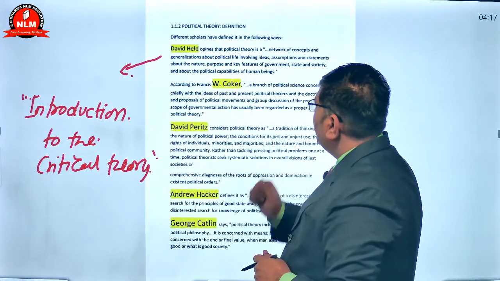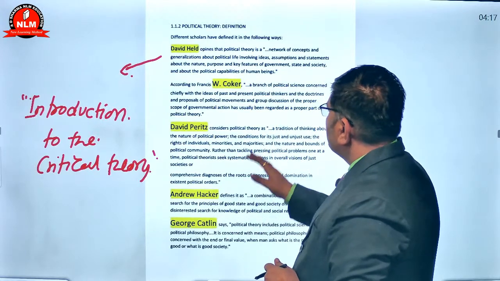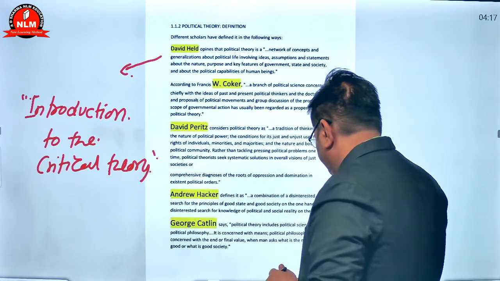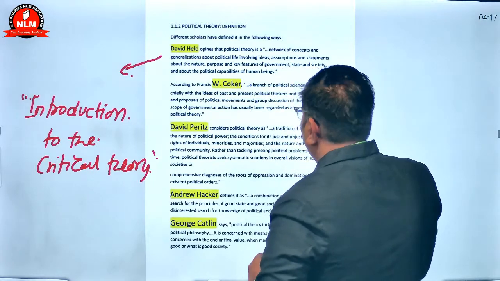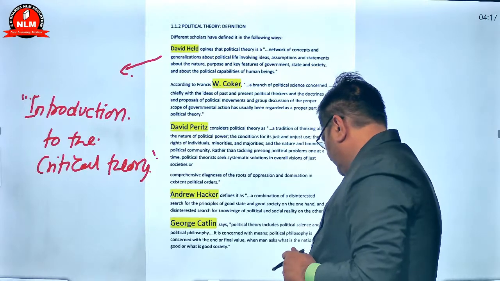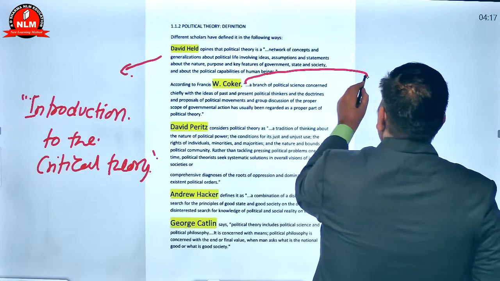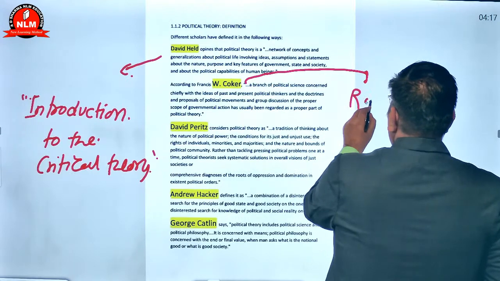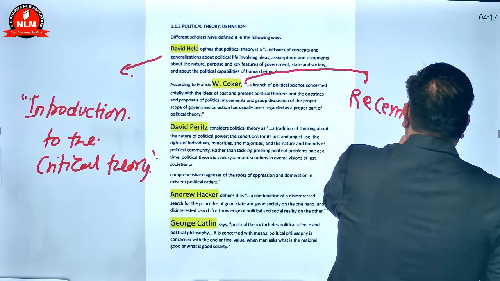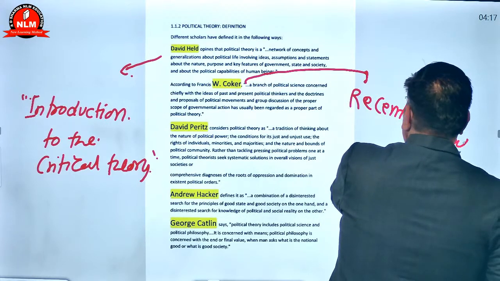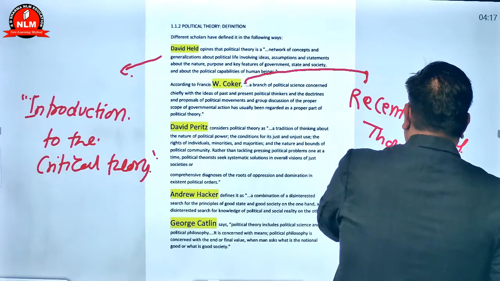Second important thinker, W. Coker. W. Coker is also a famous political scientist. He was an American political scientist. His famous book is Recent Political Thought, 1985.